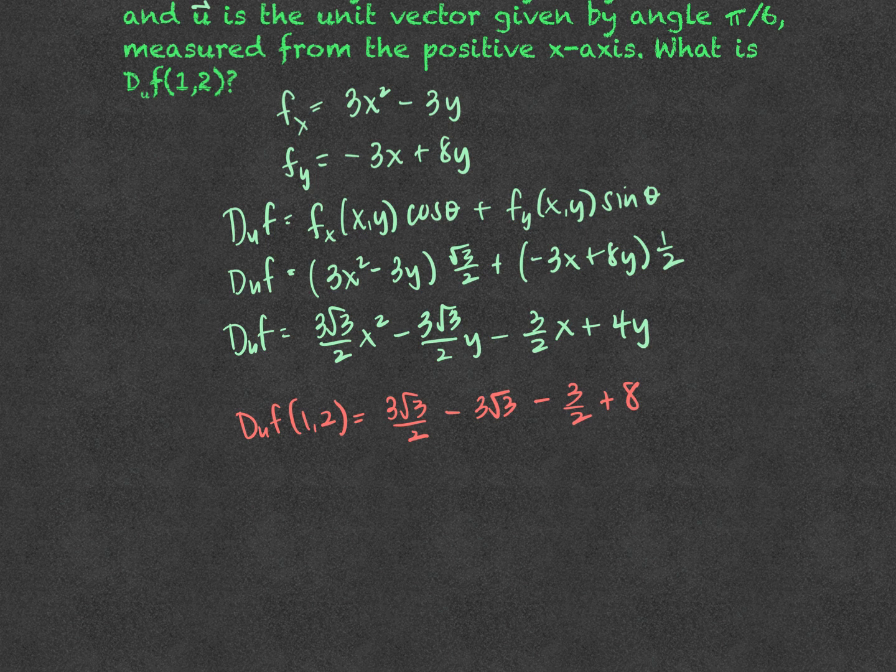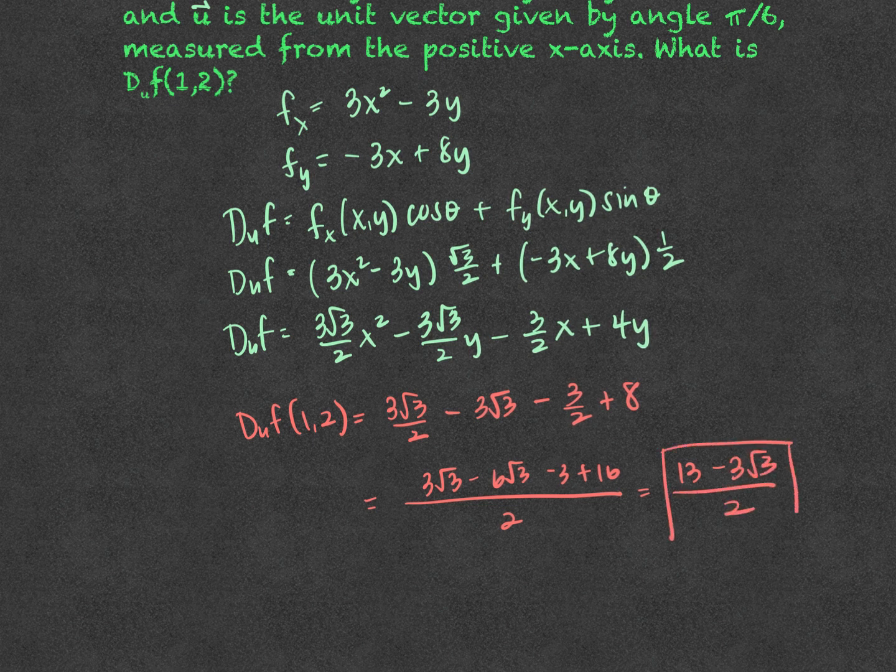Let's get the common denominator of 2. So if we put all of this over 2, we have 3 square root of 3 minus 6 square root of 3 minus 3 plus 16. So negative 3 plus 16 is 13, and we have minus 3 square root of 3, all over 2. That is our directional derivative of that function at the point (1, 2).